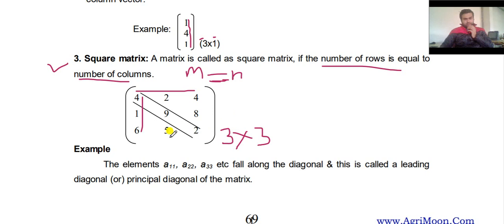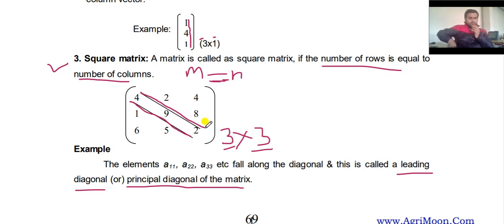Okay, so here the number of rows is 3 and the number of columns is 3. Due to that, the number of columns and the number of rows are the same, so that's why it is called a square matrix. One thing that is also important in the square matrix is the leading diagonal, or it is also called the principal diagonal of the matrix. You can see there is a diagonal shown in this matrix. This diagonal is called the leading diagonal or principal diagonal of the matrix.